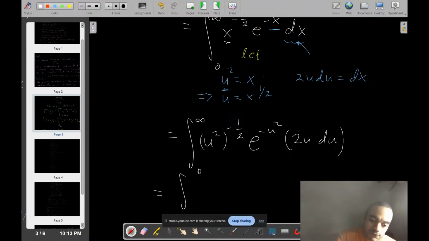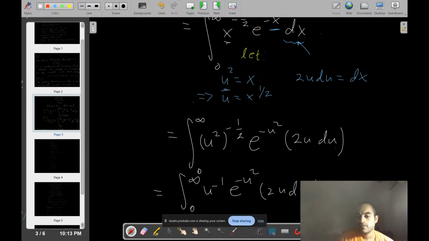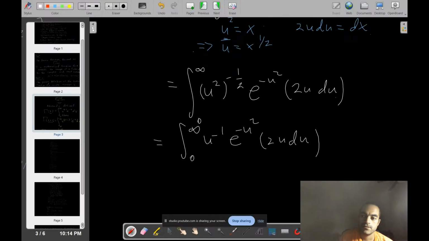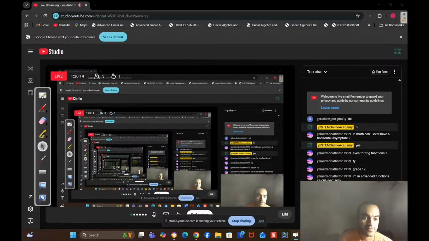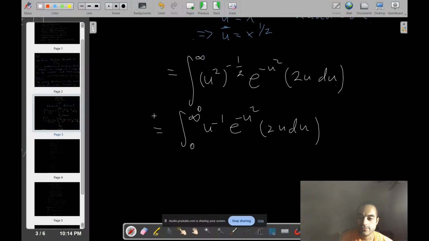Then from here, this integral from 0 to infinity, u to the power of 2 times negative 1/2 is u to the negative 1, times e to the negative u squared, times 2u du. Hope you guys are enjoying. It gets really cool, actually. All right, so this is what we have now.